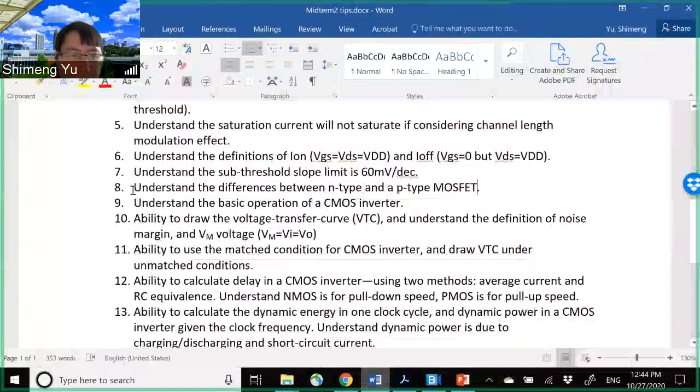Okay, then number 8, understand the difference between N-type and P-type MOSFET, so NMOS and PMOS. The differences are in the doping, and also the voltage bias is opposite, like the higher potential, lower potential, which side is source, which side is drain, is completely opposite in the NMOS and PMOS. So everything is reversed, like VGS, VDS, the definition, threshold voltage, one is positive, one is negative.